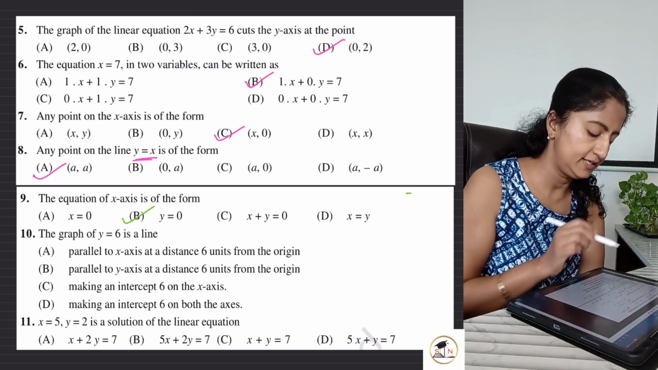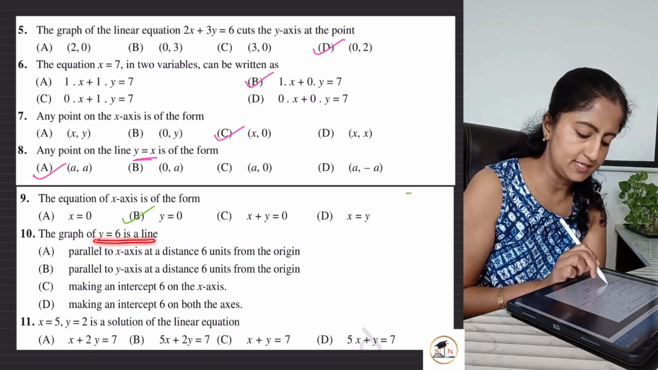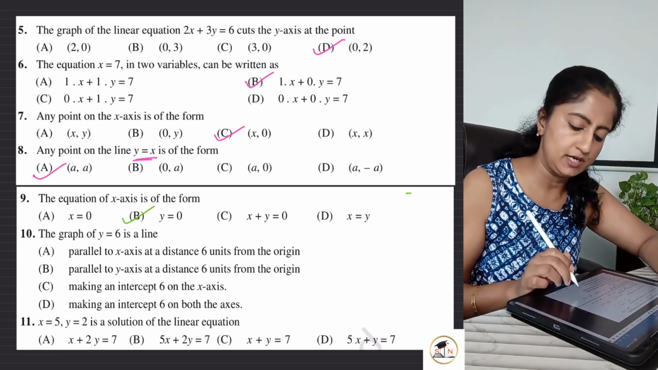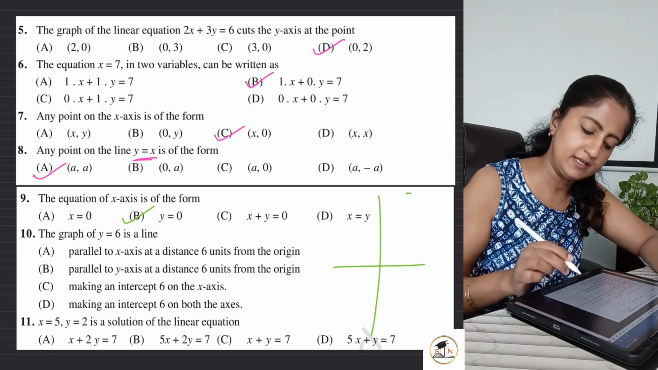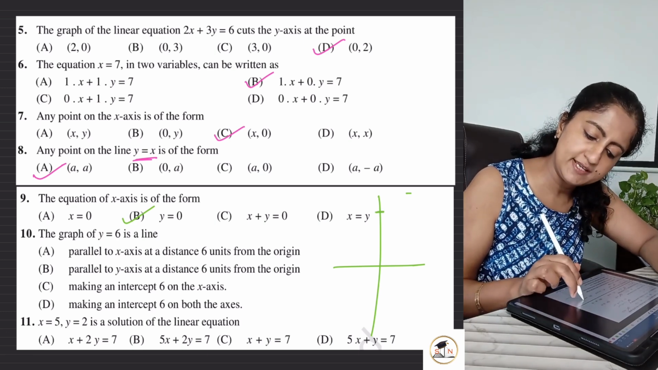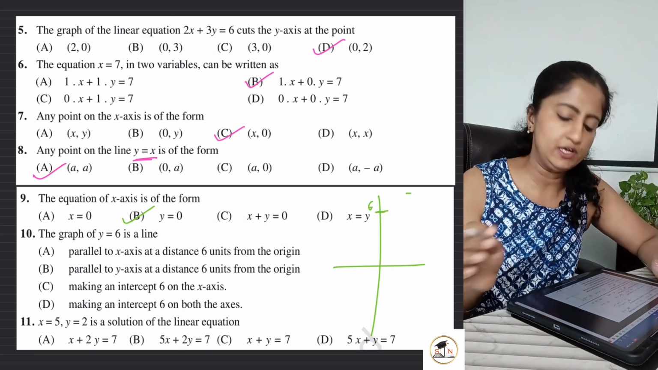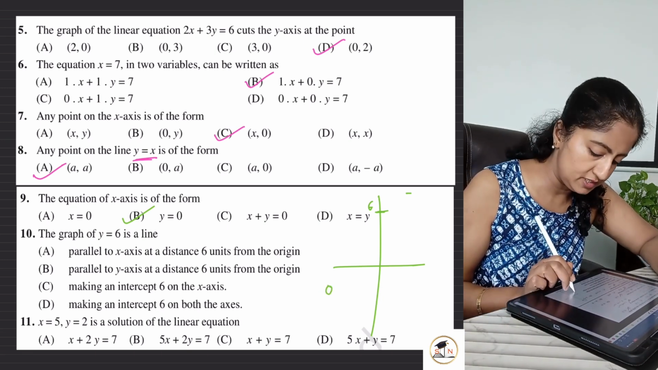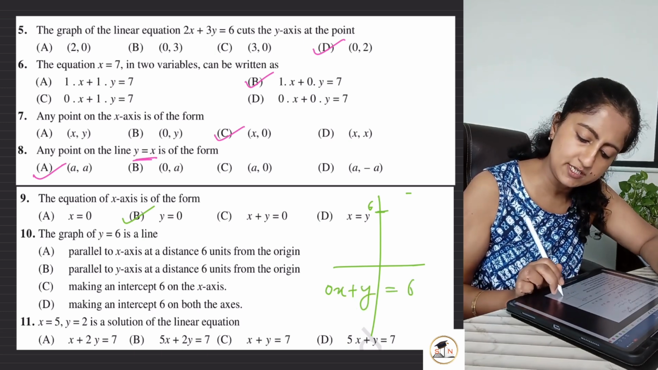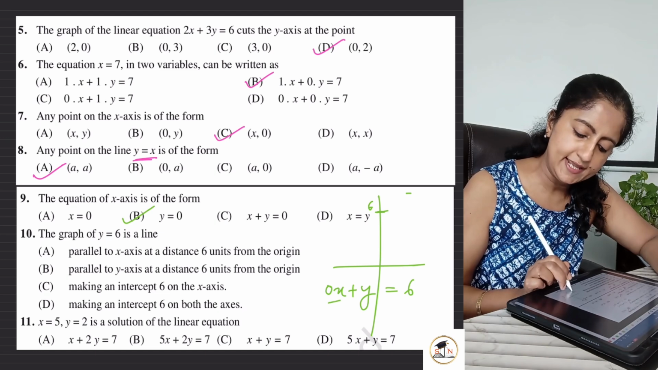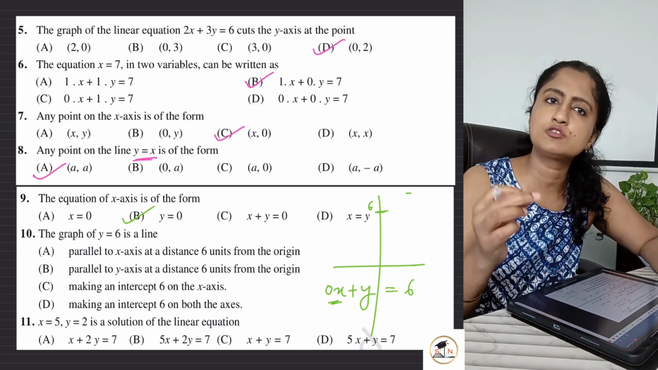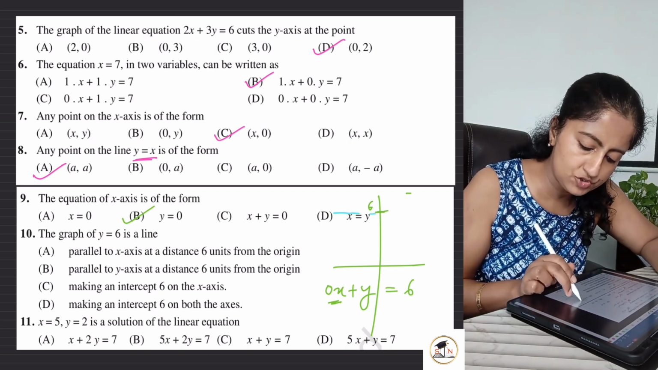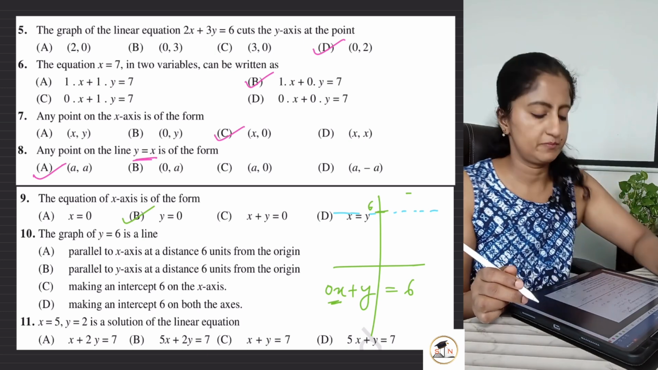Now, question number 10. The graph of y equals 6 is a line. Okay, these questions are important. Please remember, right? I'll show you on the Cartesian plane over here. This is our Cartesian plane, right? y equals 6, y 6 is here, right? They have only written y equals 6. If I have to convert it to standard form, what would it be? It will become 0x plus y equals 6. That is what we will do, right? So x is 0. Whatever you put in x, it is 0, right? Hence, your line is going to be of the sort which is actually parallel to the x-axis always.